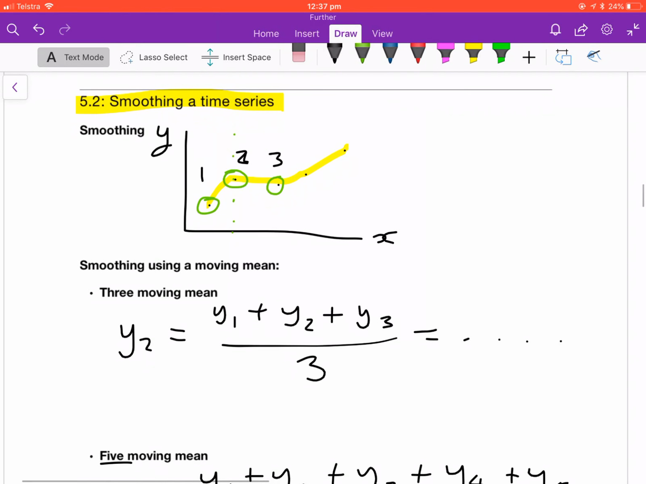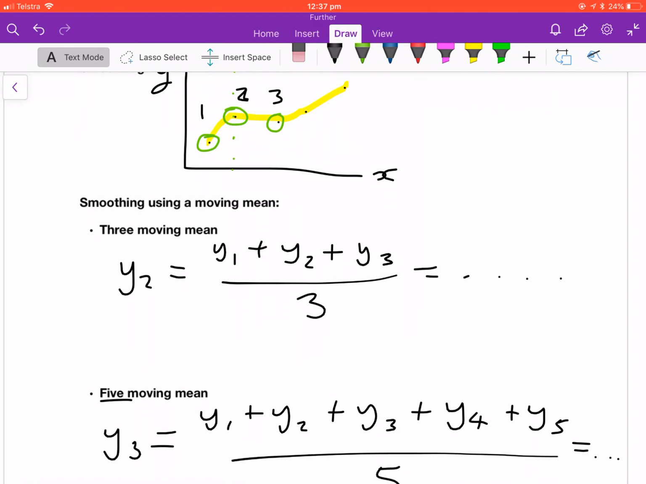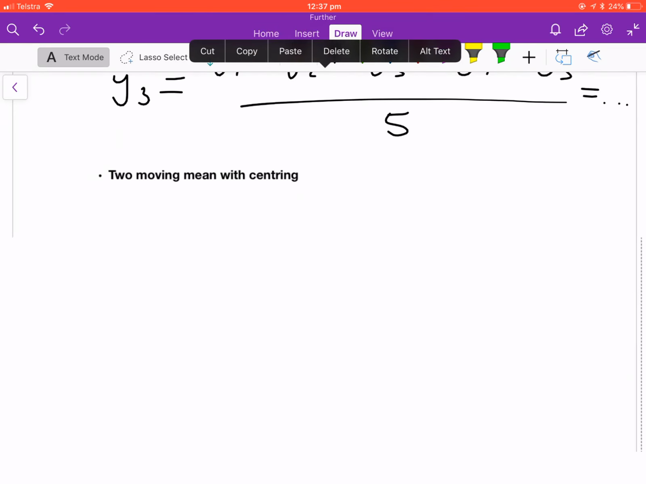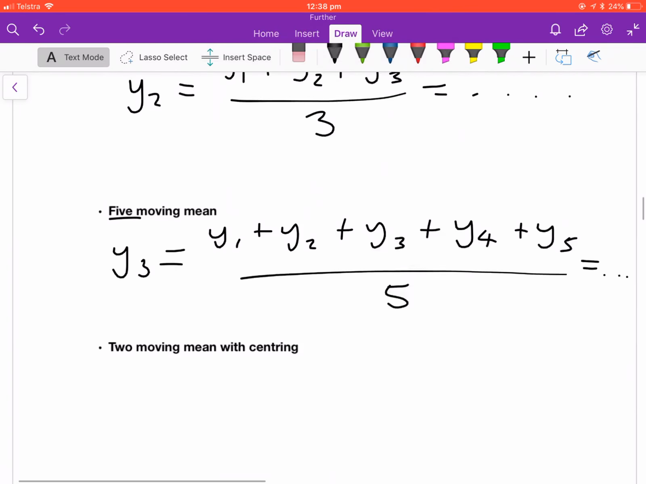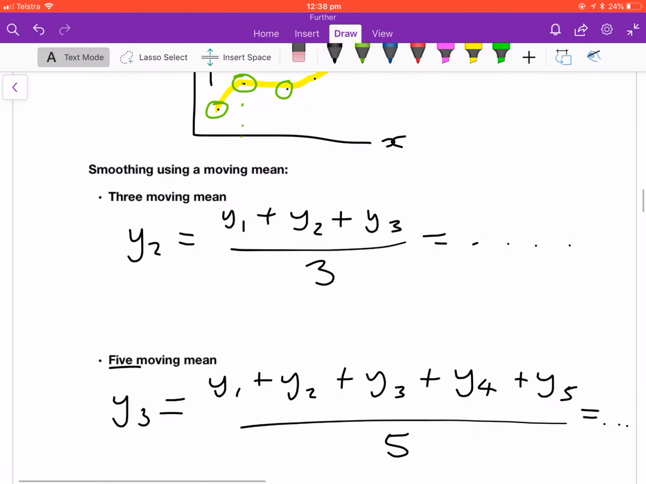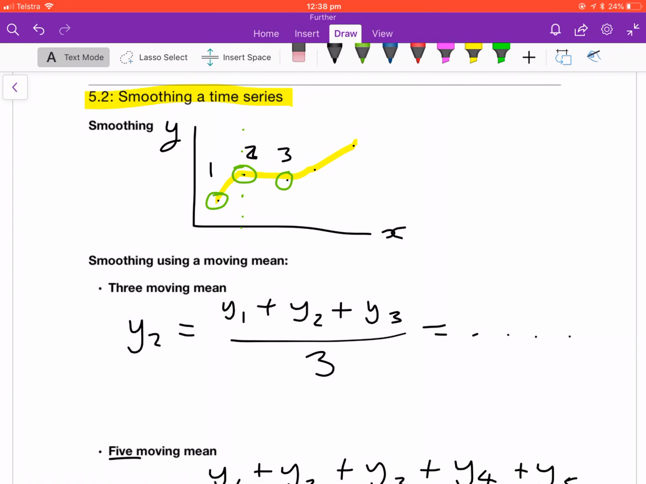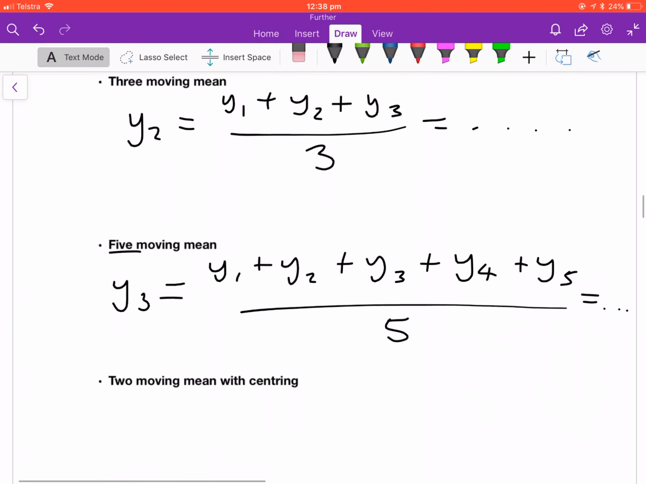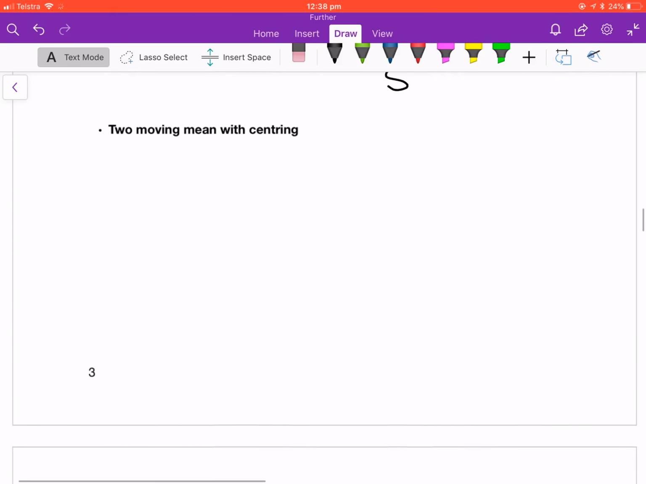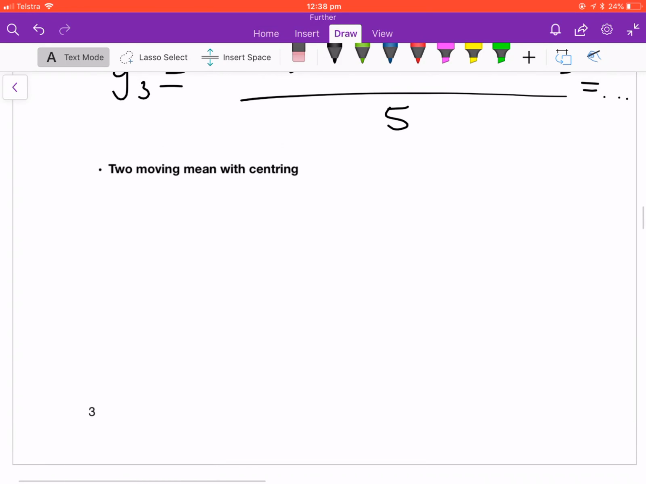So for such a small plot like that, a 5 moving mean wouldn't be very useful. But anyway, you may be asked to just calculate the 5 moving mean for 1 point, or you may be asked to smooth the whole time series, so draw on the time series your smoothed points. It just depends. So lastly, we'll look at 2 moving mean with centering.